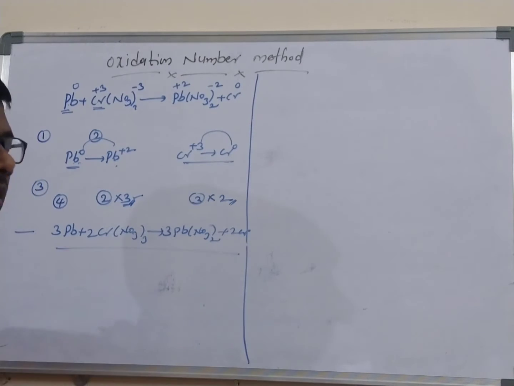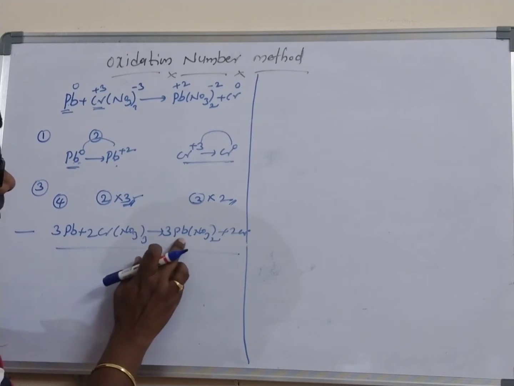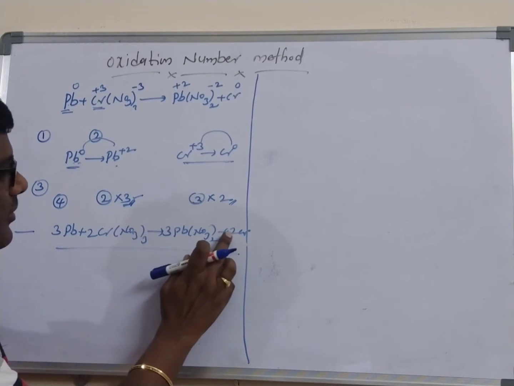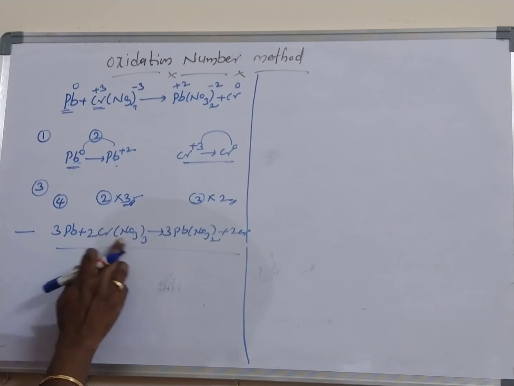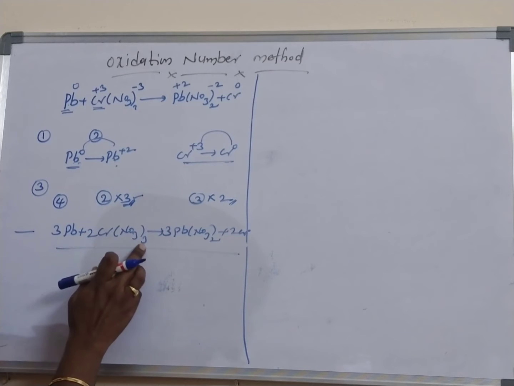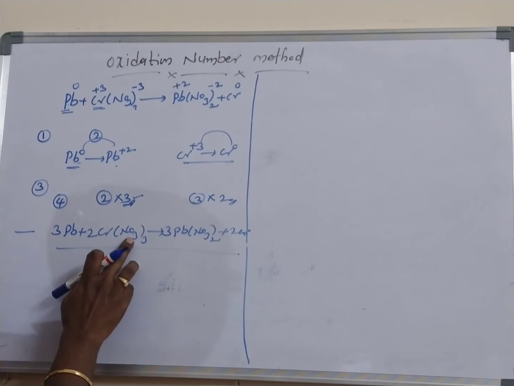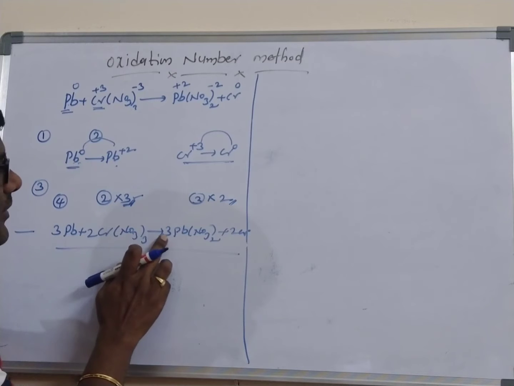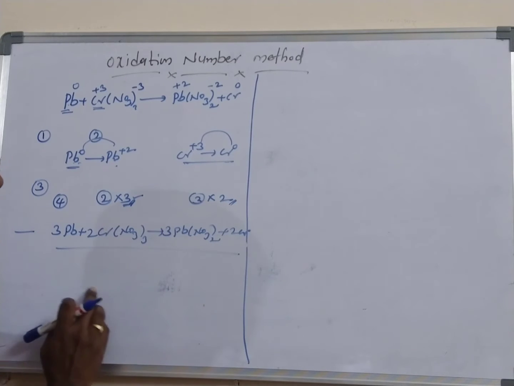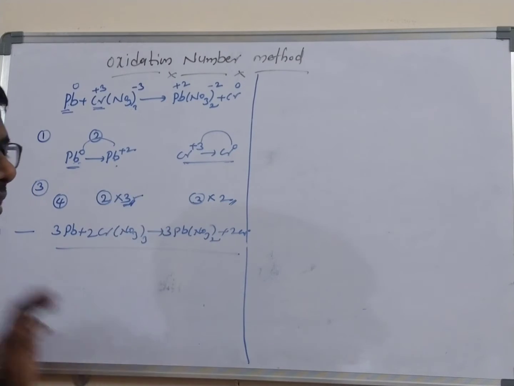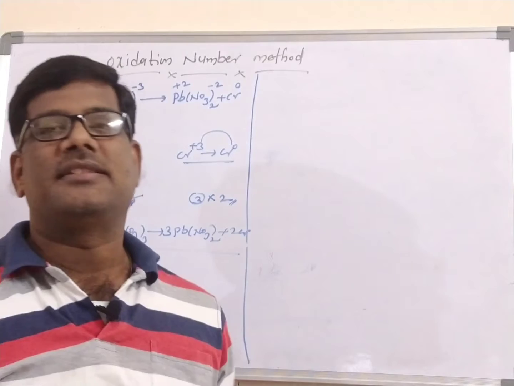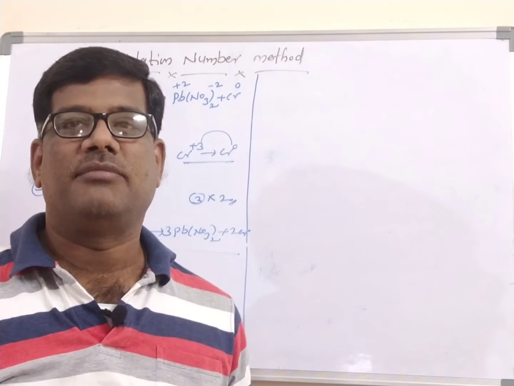Now you check whether the equation is balanced or not. Look here, 3 moles of Pb, 3 moles of Pb, 2 moles of chromium, 2 moles of chromium. If you take the oxygen, nitrogen also, 3 2s are 6, 3 2s are 6, 6 3s are 18 oxygen. Nitrogen, you observe, 2 3s are 6, 3 2s are 6 nitrogen. So everything is balanced, and this method is called the oxidation number method.